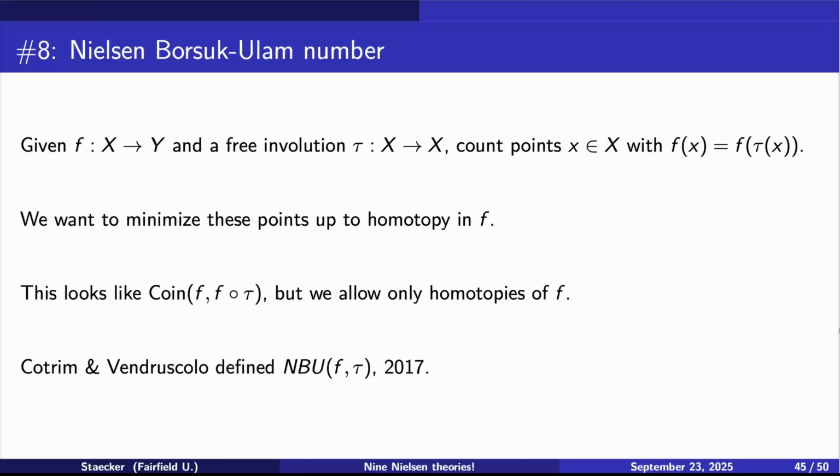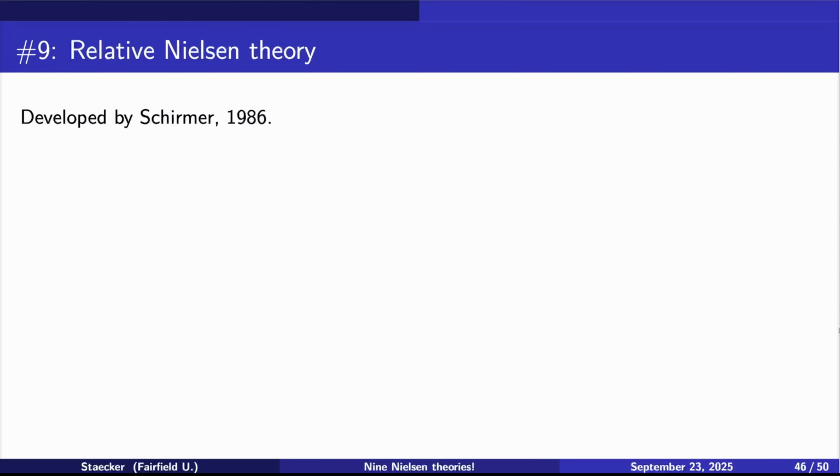All right, and I got one more, number 9. We made it before the end. Relative Nielsen theory. This is developed by Schirmer again in the 80s. Here's an example to kind of motivate the relative theory.